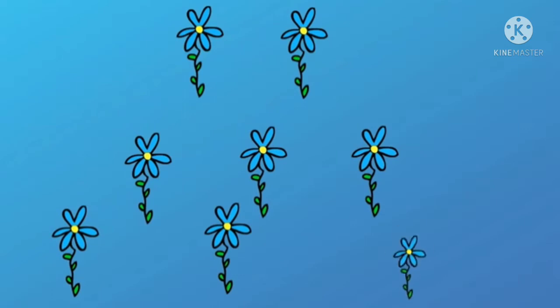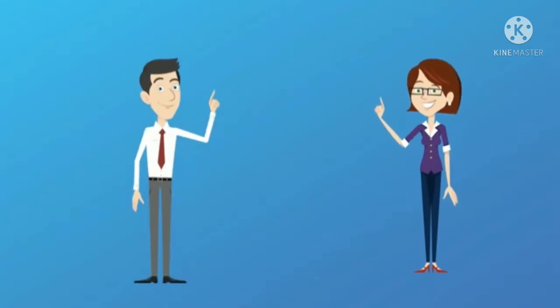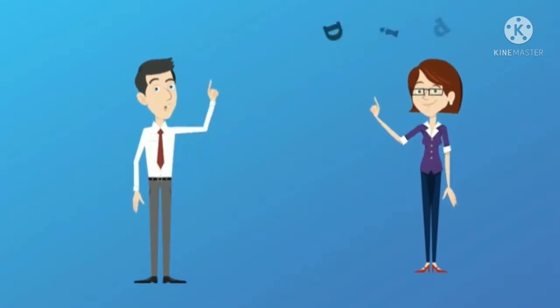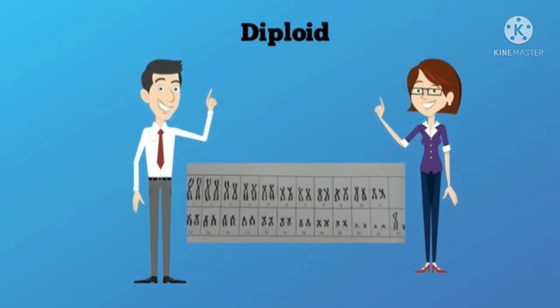He classified the first generation trait as the dominant trait, and the trait that was masked or covered up as the recessive trait. The reason that you get dominant and recessive traits is that you get one copy of the trait from your mother and another from your father. Most human cells are considered diploid because they contain a set of chromosomes. This helps explain why you look similar to your mom and dad, but not exactly.